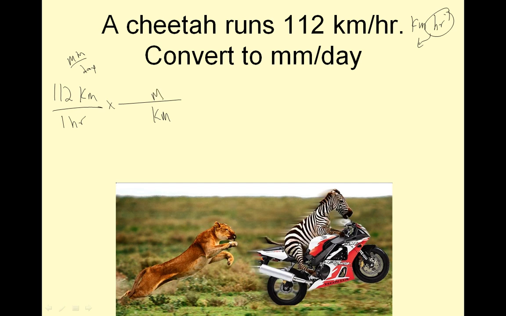So how many meters are in a kilometer? There are 1,000 meters in 1 kilometer. Boom, boom, times dividing bar. Now I hate you, meters, and I want to go into millimeters. And there are 1,000 millimeters in 1 meter. Boom, boom. So right now my units are millimeters over hours.